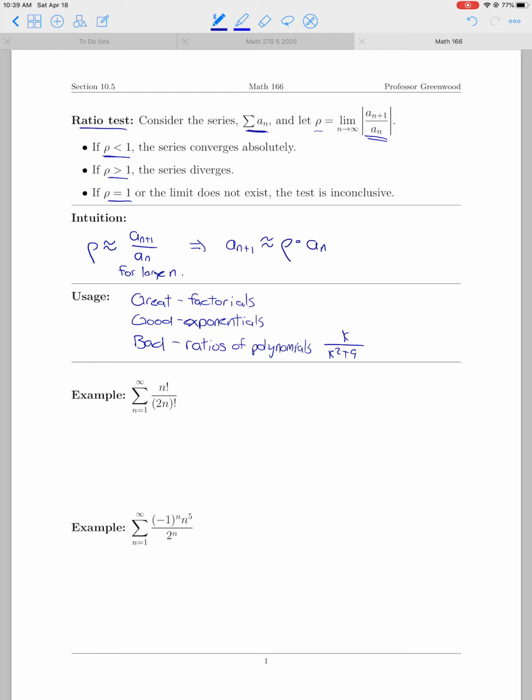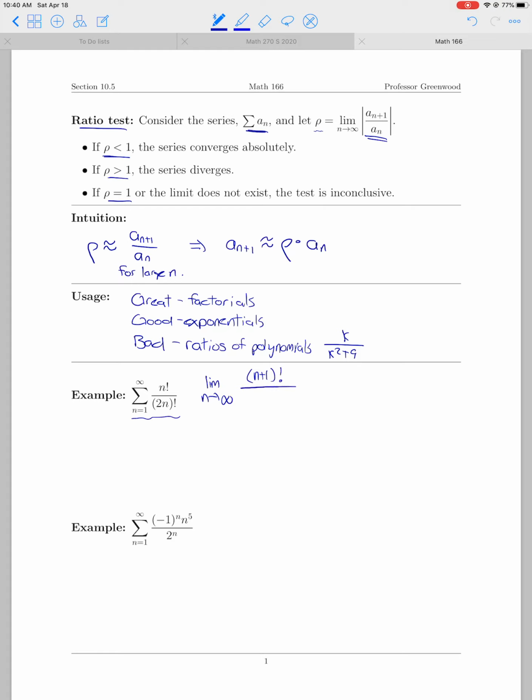Okay, so let's see a couple examples where the ratio test does work well. Here we have the sum of n factorial over (2n) factorial. I am going to use the ratio test because it involves factorials, so that's a good idea for this one. I'm going to take the limit as n goes to infinity of the n plus first term divided by the nth term. To figure out the n plus first term, I need to replace all of the n's in this expression with n plus 1's.